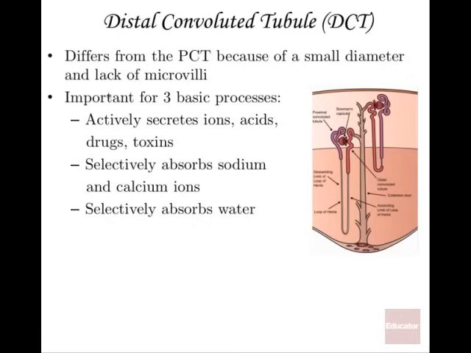And so what does the DCT do? It's important for three basic processes. It will actively secrete ions, acids, drugs, and toxins. So your kidneys are actually helping out with getting rid of drugs and toxins. The liver, of course, plays a big part in that too. But your kidneys are going to help with this.